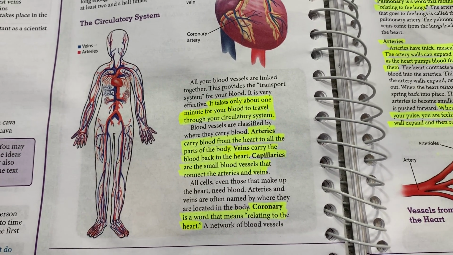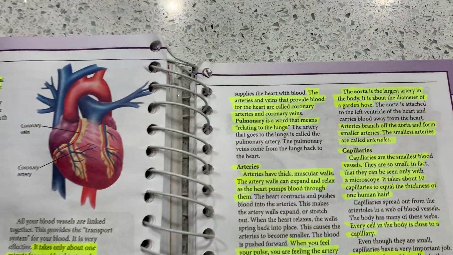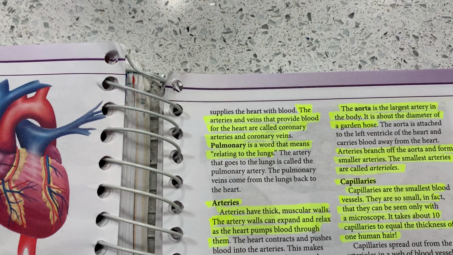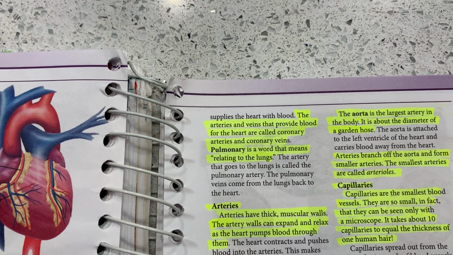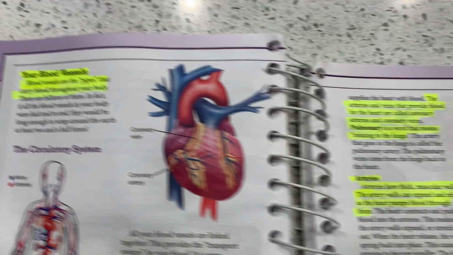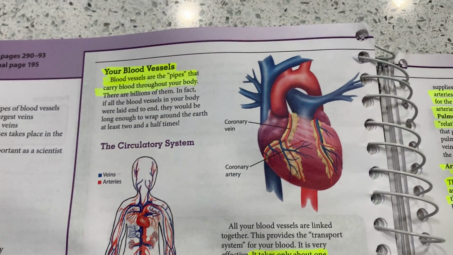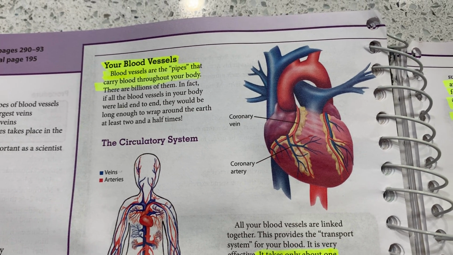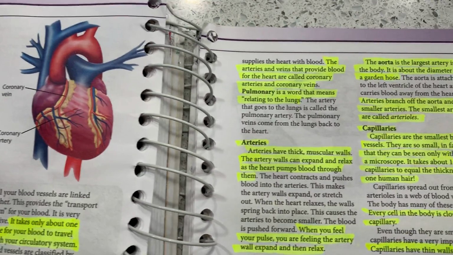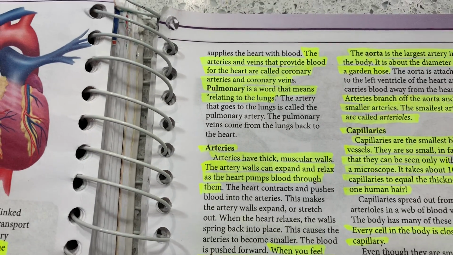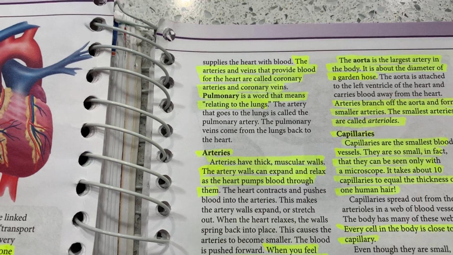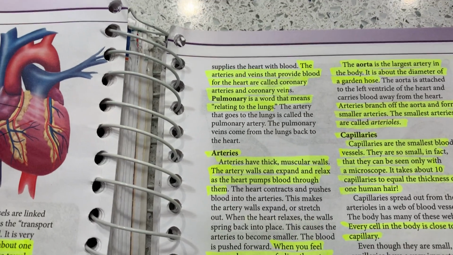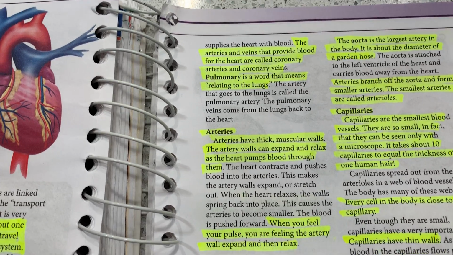Now, the word coronary means related to the heart, and if you'll look up here, there's coronary arteries and veins that provide blood for the heart. And if you will take a look at the diagram here, they've got some labels. We've got coronary vein and coronary artery, okay? The word pulmonary means relating to the lungs. So your lungs need oxygen, just like every part of your body needs oxygen.